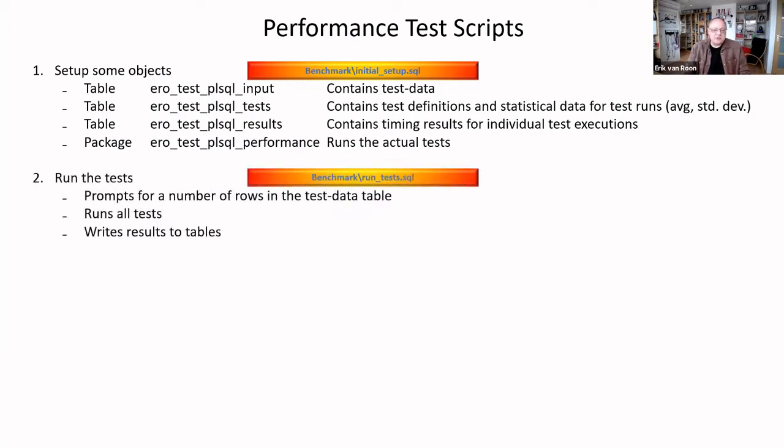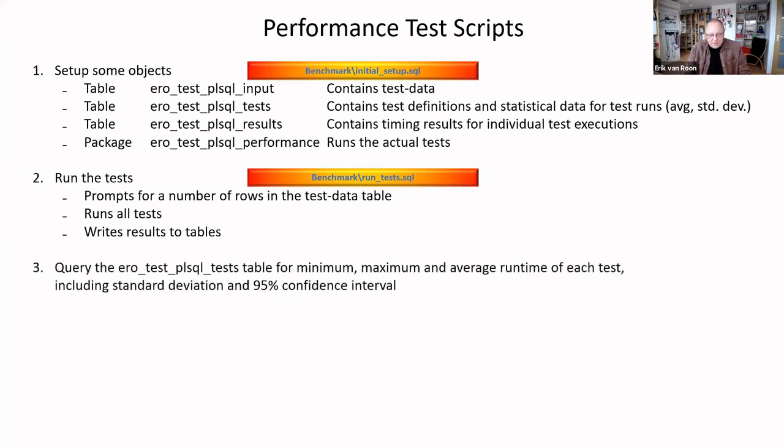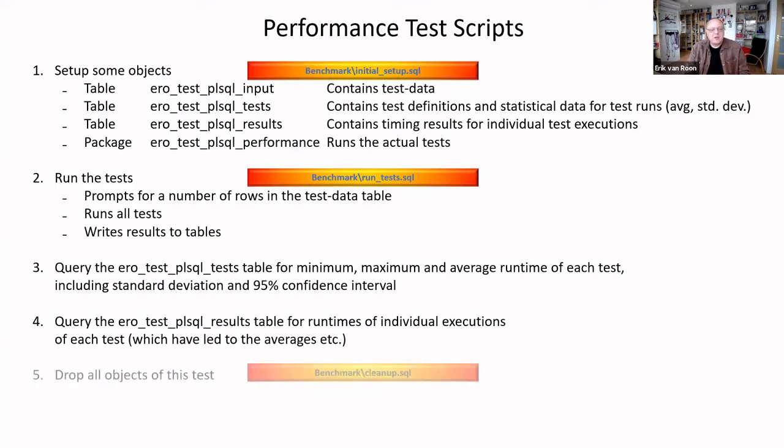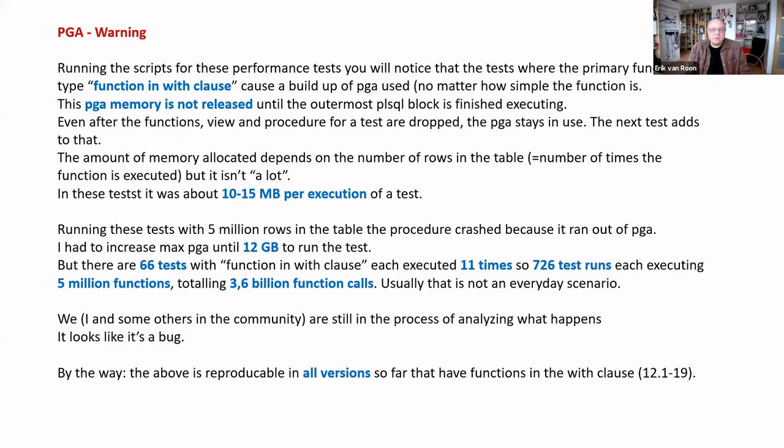Then you run the tests. It prompts for a number of rows to put into the input table. I used 5 million rows, but you can use whatever you want. Then it runs all the tests and writes the results to the tables. Then you can query the tests table for your averages, and you can query the results table for individual executions. And then you can clean up everything by running the cleanup script. Pretty simple. A word of warning before we go on.